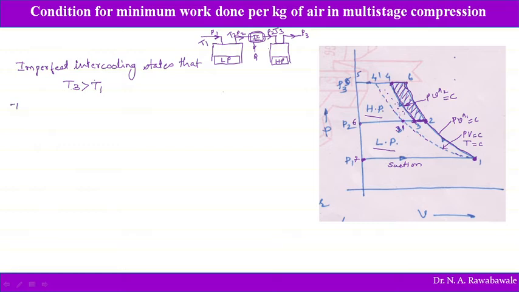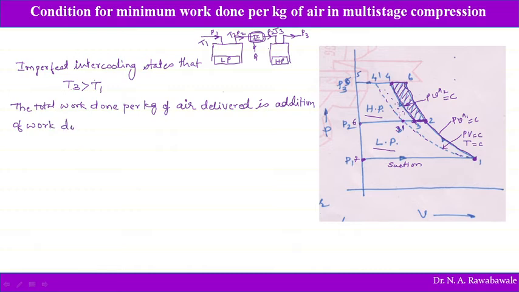So therefore the total work done per kg of air delivered is the addition of work done in LP cylinder and HP cylinder.